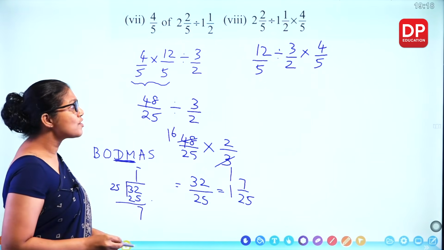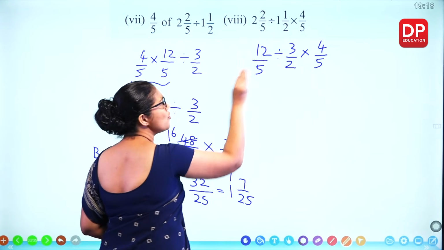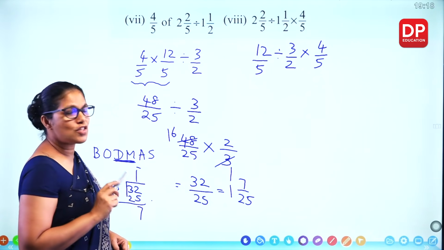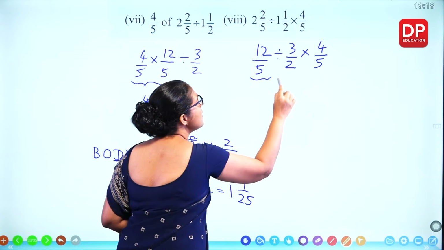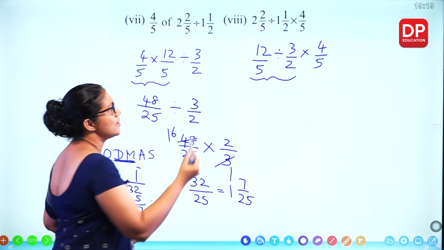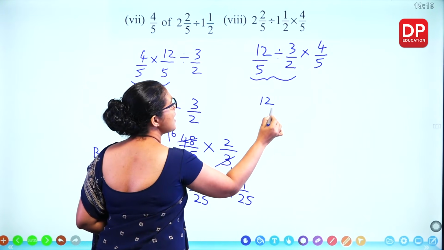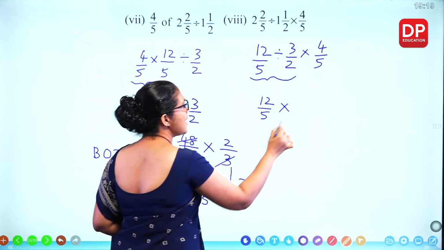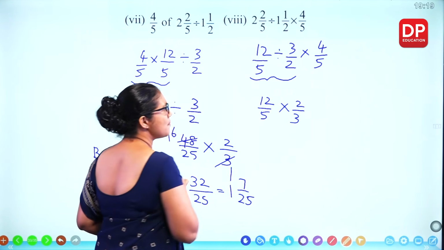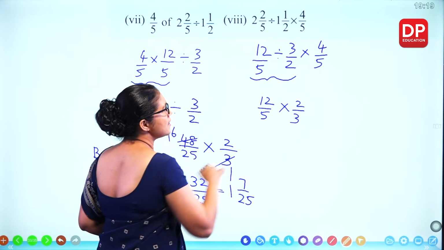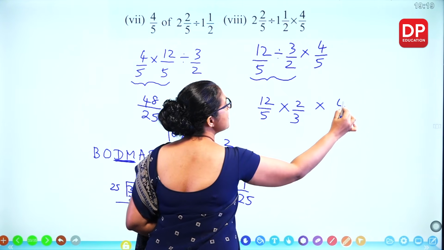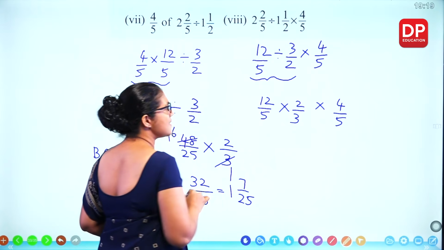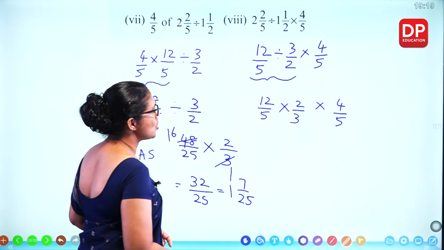Then what you do? You start from left. So you get division first. So you have to do this one first. So how you do division? Take the first fraction as it is. Switch the sign to multiplication. Take the reciprocal. So what you get? So you can write this answer as it is. This fraction as it is. You do the simplification now.